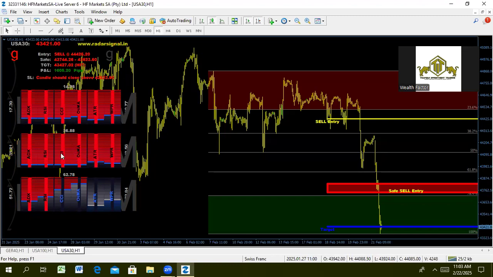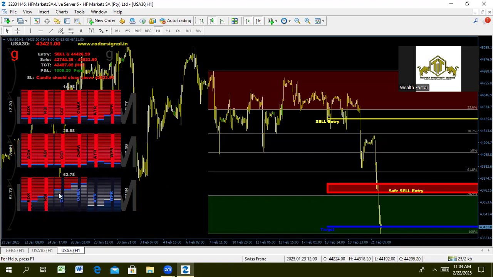Remember, this system operates on every currency pair, indices, and cryptocurrencies. We use the 1 hour time frame to trade this system. On my left hand side, we have the indicators that we use: ADX, RSI, CCI, OSMA, ATR and WPR. These are all indicators that show the strength of the market, the direction of the market, and the pressure from buyers and sellers.